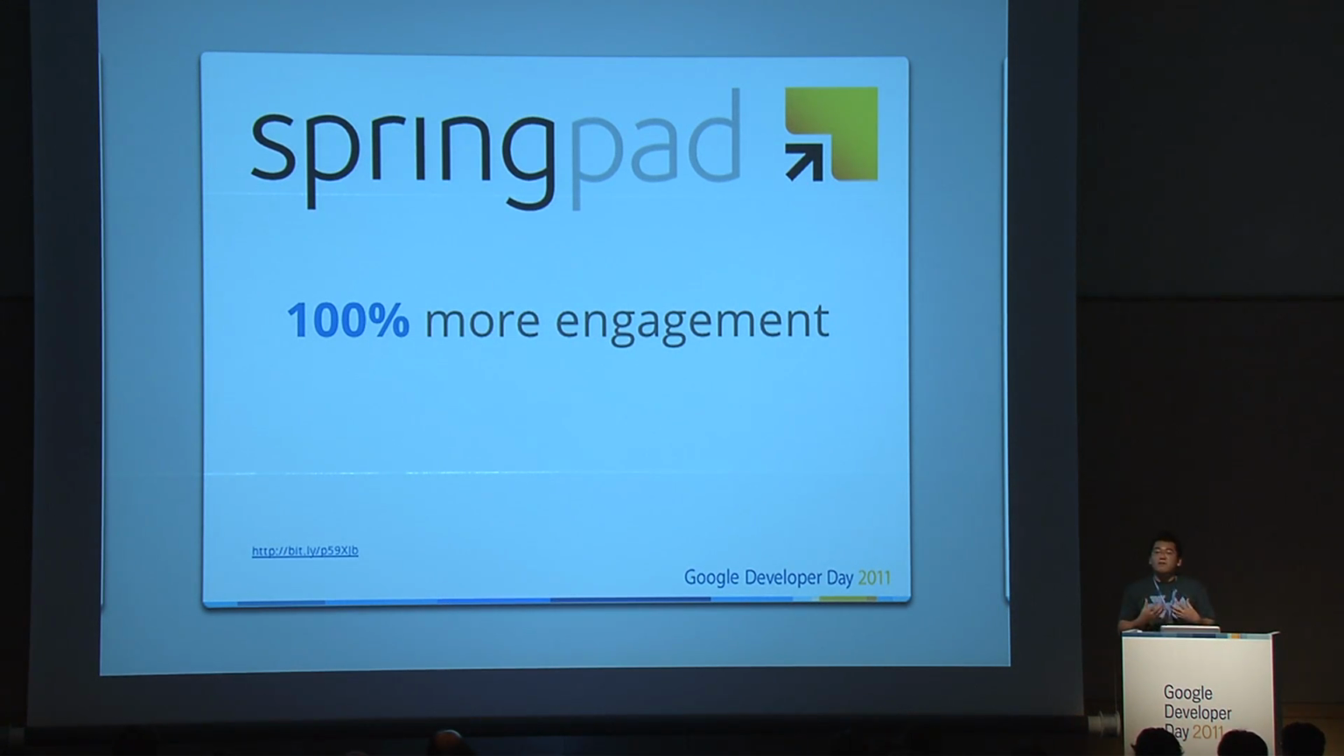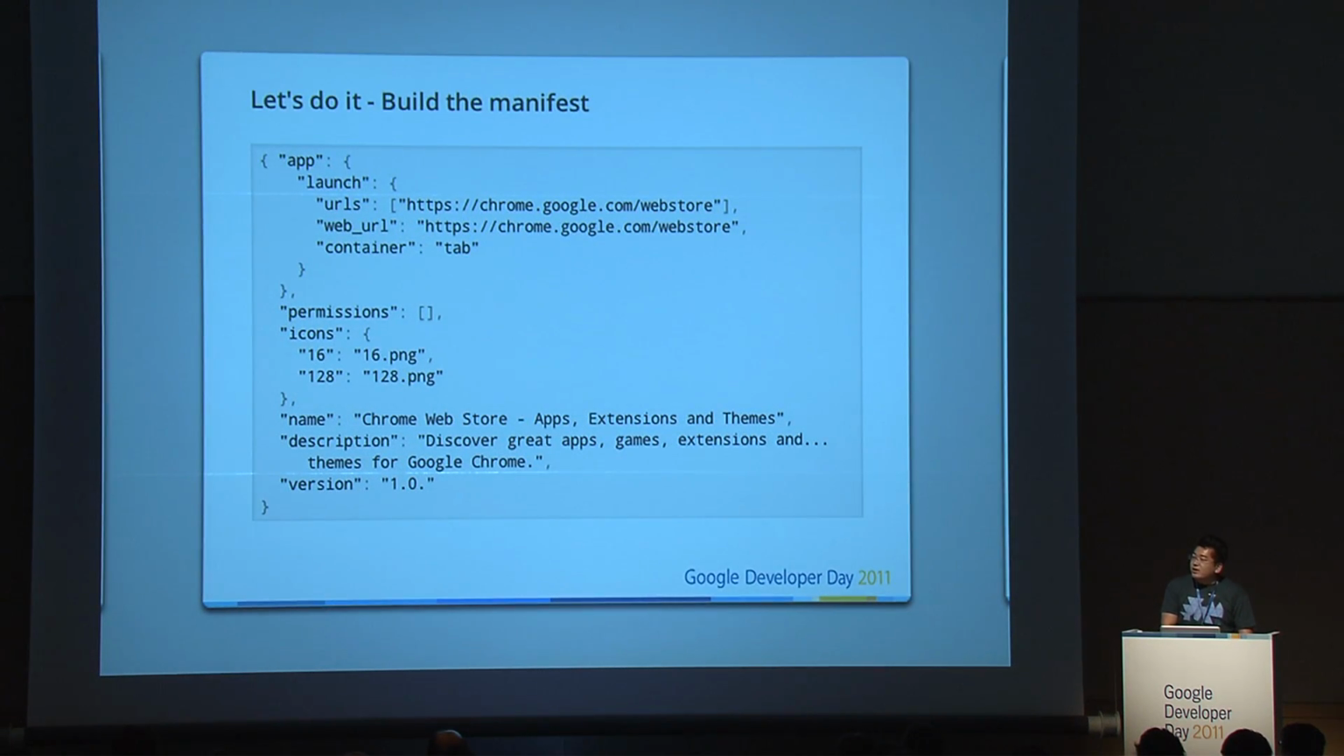So I'm sure that you want to find out how. So let's do it. The first step that we need to do is build the manifest. And the example here is a little bit meta. What I'm doing is I'm creating a Chrome Web Store app for the Chrome Web Store. And the first thing to do is to define a launch URL, or what happens when the application launches.